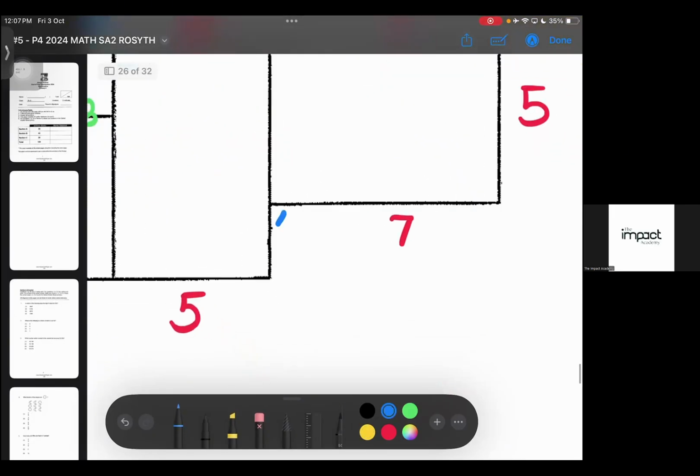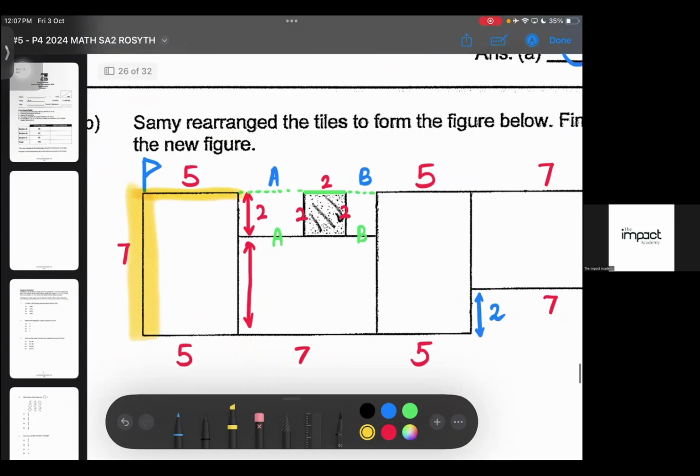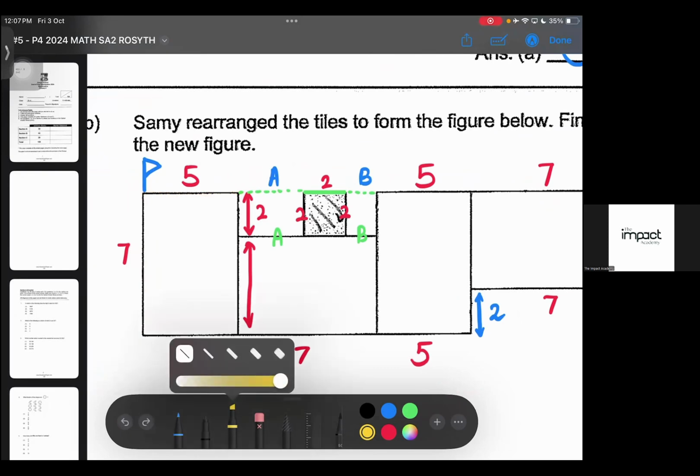What about this measurement over here? What is this? This is definitely 2. Agree or disagree? If I have all of the measurements, this is where I can start finding my parameter. You understand or don't understand? I'm just going to make sure that all of these are highlighted.